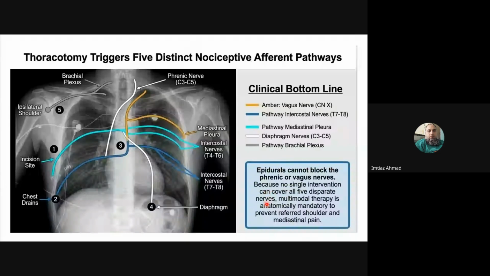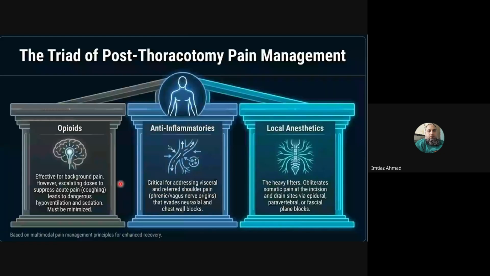Epidural cannot cover phrenic nerve and vagus nerve transmitted pain. So we need multimodal therapy to cover all these sites. The pillars for post-thoracotomy pain management are local anesthetics, which obliterate the somatic pain at the incision and drain site via epidural, paravertebral, or fascial plane blocks.